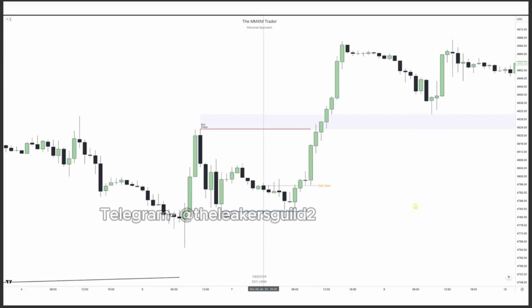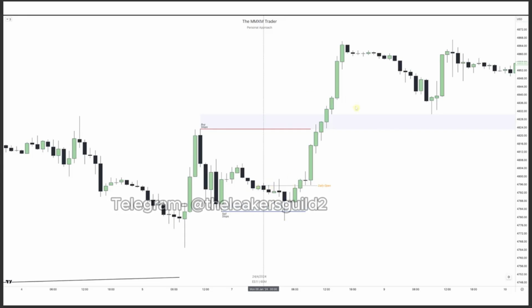Zooming in a little bit more. As always, mark out your daily opening price. Ideally, be a seller below daily opening price and a buyer above it. And we can see below daily opening price, sell stops get accumulated on this old low, and then we're pairing it up with the buy stops above that range high.